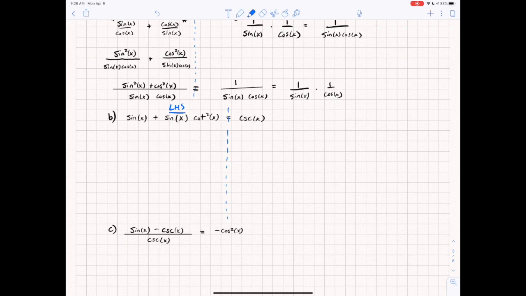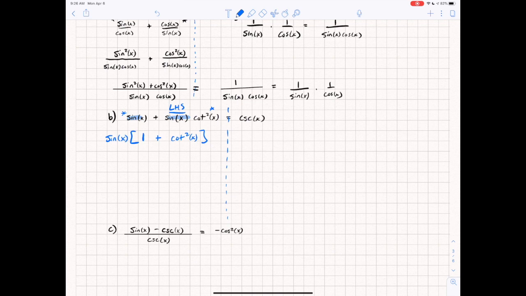And what that technique is: notice that in both of these two terms here, I have a sine x in common, and specifically a single sine x in common. So I'm going to factor that one sine x out. And if I do that, that means out of this term I would be left with a 1, plus here, I would be left with cotangent squared.